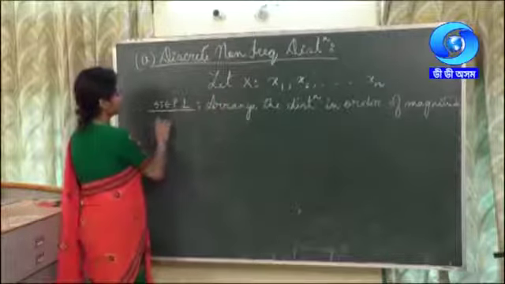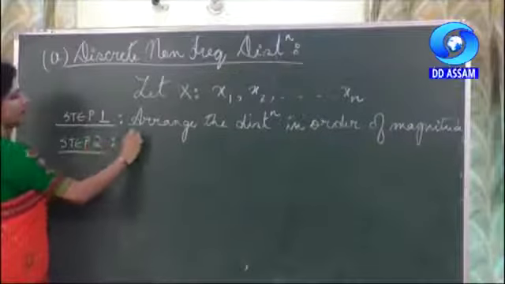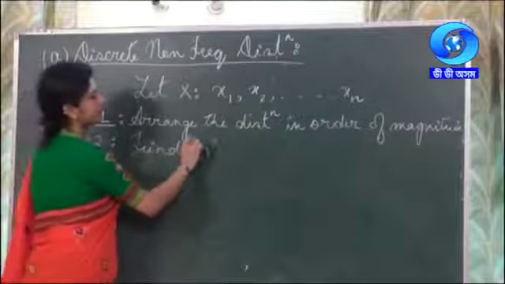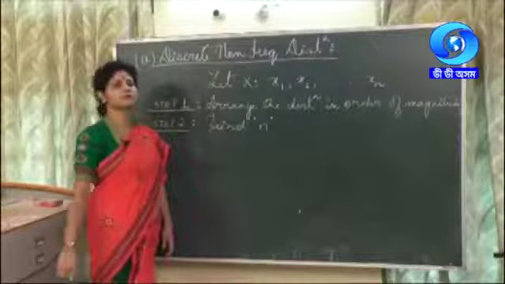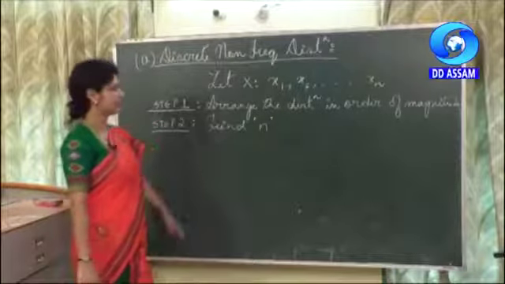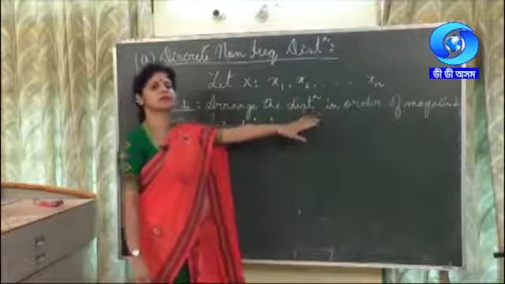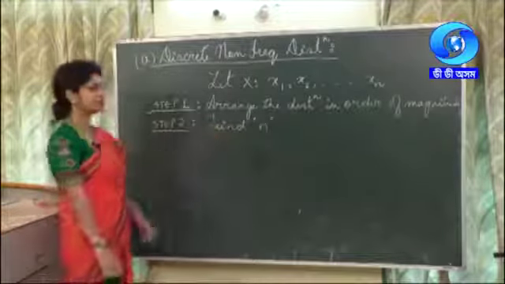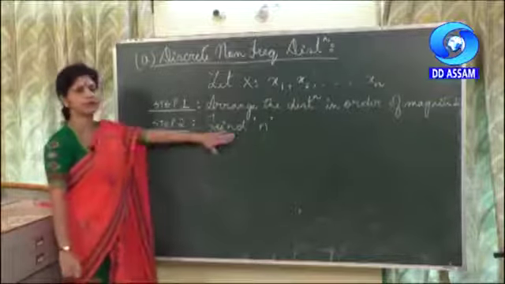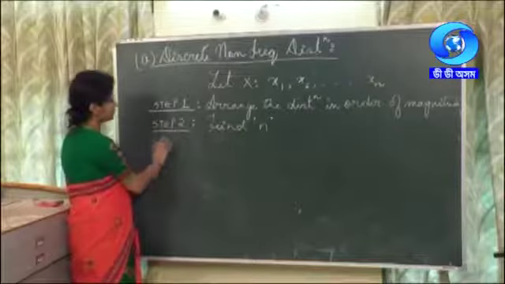In step 2, find n. n means the number of observations, how many observations are given. We find n to know whether we have 5, 10, 15 or 20 values of x. Find n, where n is the number of observations.